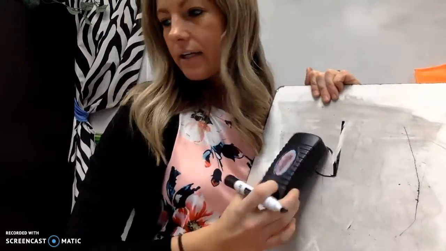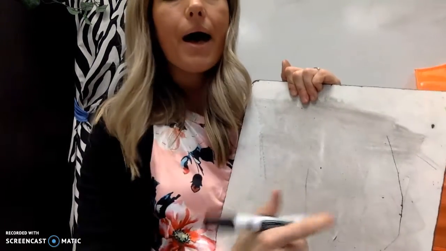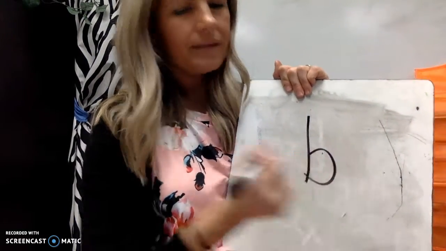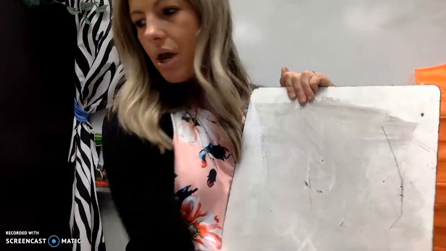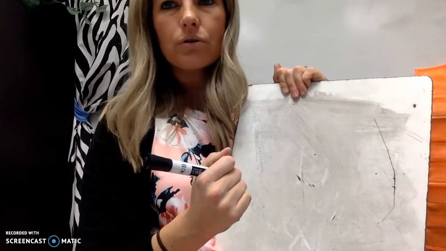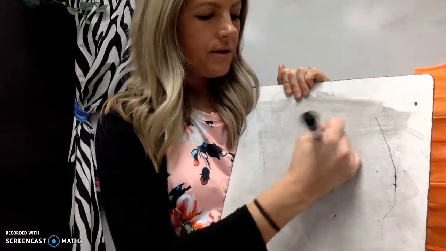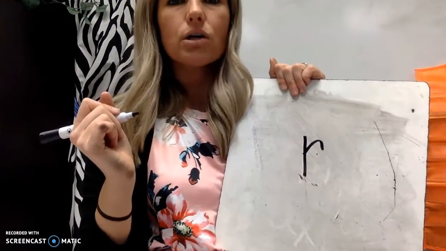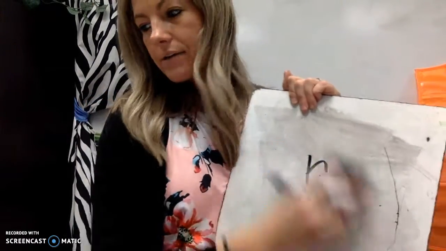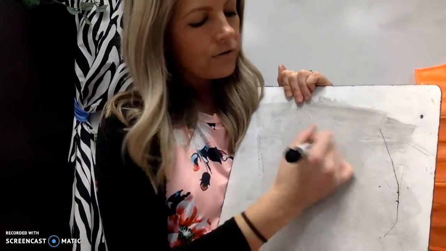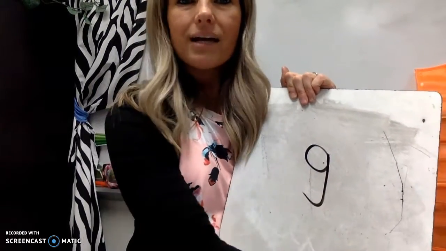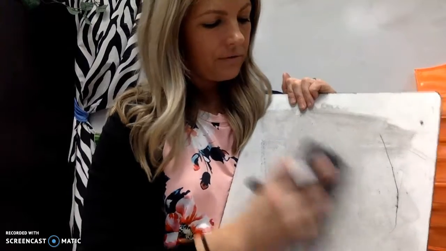All right, what letter makes the b, b, b sound? That's the B. The B makes the b, b, b sound. What letter makes the r sound? That's the R that makes the r sound. What letter makes the g, g, g sound? That's the G that makes the g, g, g sound.